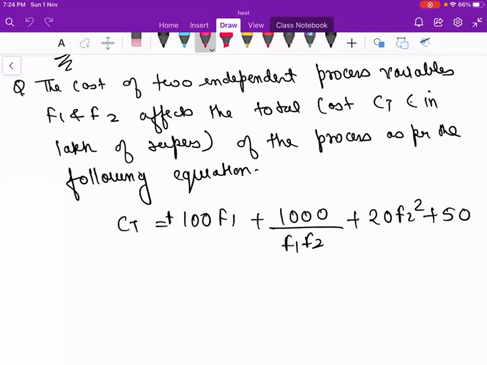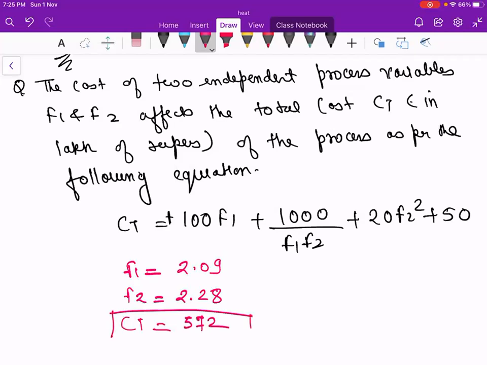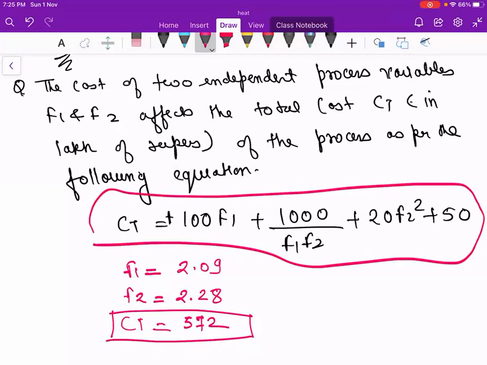Okay, so can we move forward? Here I will just write the answer because now it's very easy to calculate. F1 is coming 2.09, F2 is coming 2.28 and CT is coming 572. Everyone now got the answer? Those who have not got it, please do differentiation of this. Now it is mathematics. Optimization, that's why I told you the optimization topic is all about mathematics.